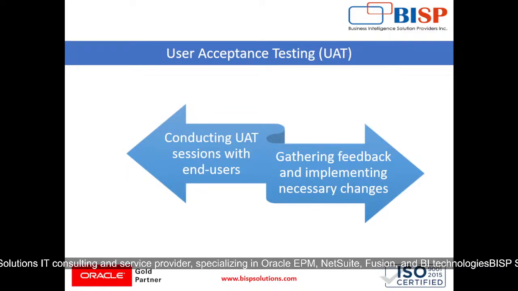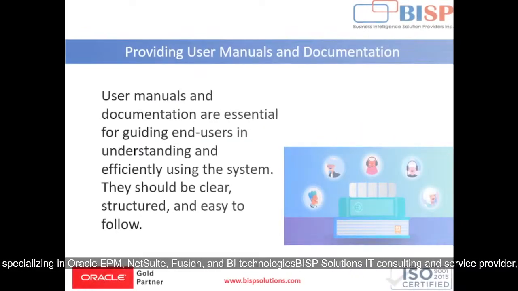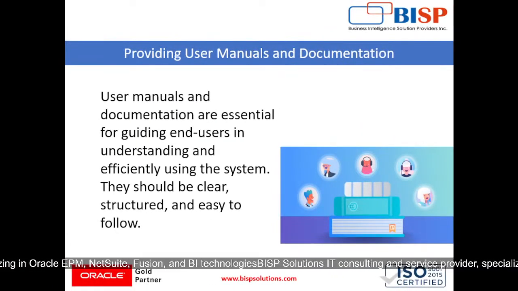So successful UAT ensures the system is fully functional, user friendly and aligned with business needs before deployment. Then comes providing user manuals and documentation. User manuals and documentation are essential for guiding end users in understanding and efficiently using the system. They should be clear, structured and easy to follow.